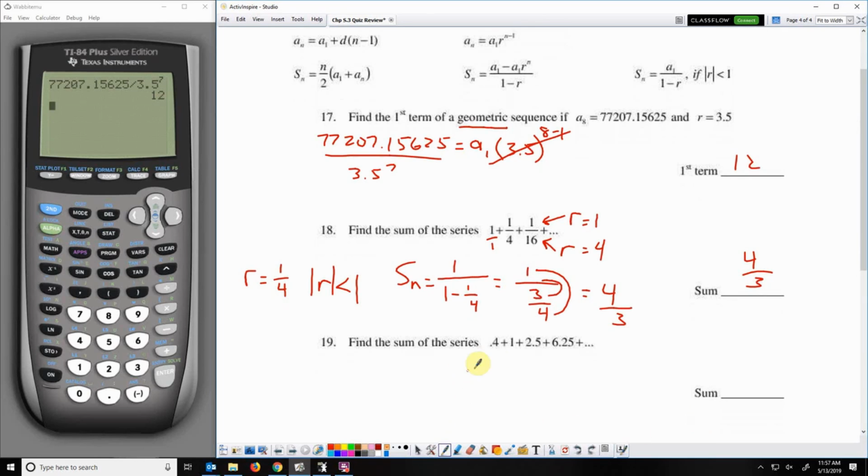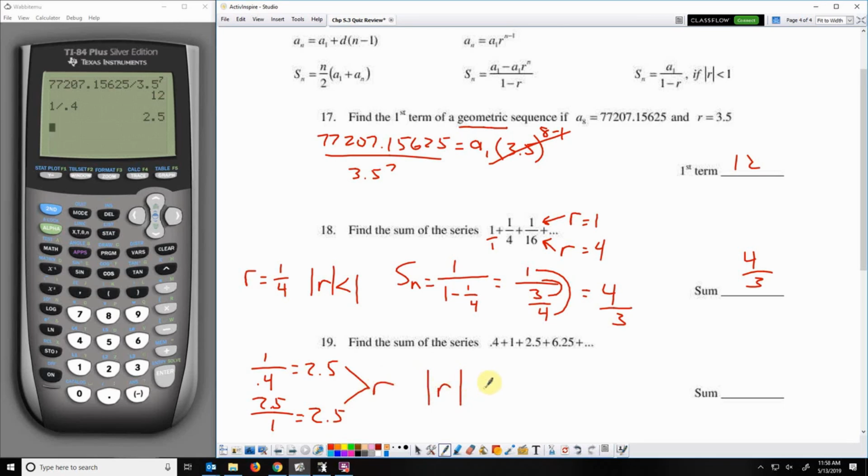Same thing, find the sum of an infinite series. So there must be an R in order for this to work. So I'm going to assume that it's an R. 1 over 0.4. Let's see, 1 divided by 0.4 is 2.5. And then 2.5 divided by 1 is also 2.5. So there is an R of 2.5.